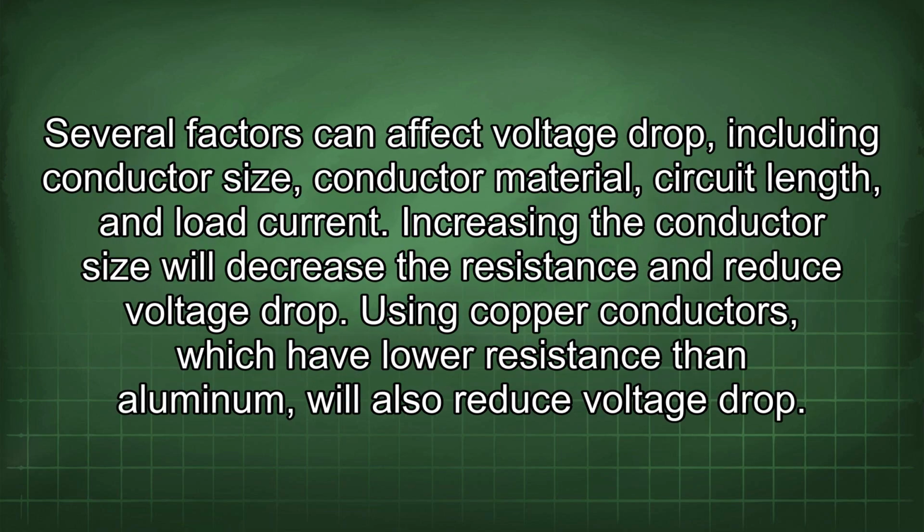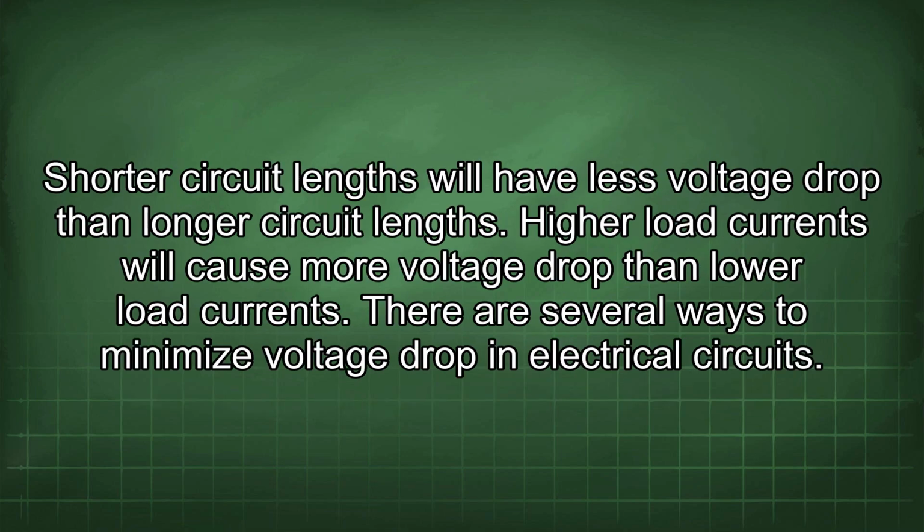Several factors can affect voltage drop, including conductor size, conductor material, circuit length, and load current. Increasing the conductor size will decrease the resistance and reduce voltage drop. Using copper conductors, which have lower resistance than aluminum, will also reduce voltage drop. Shorter circuit lengths will have less voltage drop than longer circuit lengths. Higher load currents will cause more voltage drop than lower load currents.